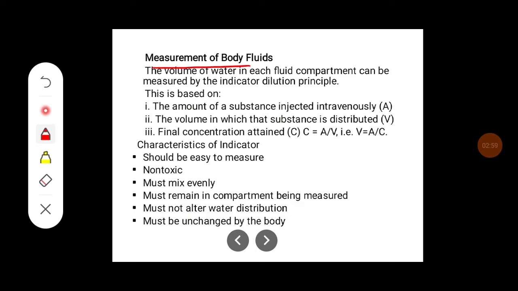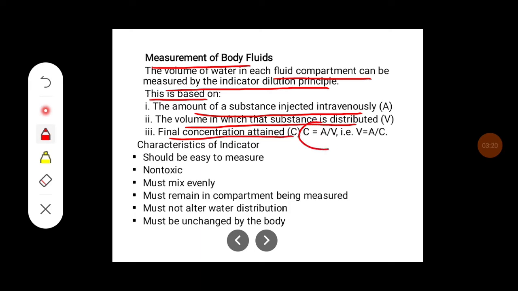Measurement of body fluids. The volume of water in each fluid compartment can be measured by the indicator dilution principle. It is based on the amount of substance injected intravenously, that is A, the volume in which that substance is distributed, that is V, and final concentration of it, that is C. So concentration can be given as the amount of substance injected divided by the volume in which it is distributed. So volume can be calculated as the amount of substance injected divided by concentration of that particular substance.